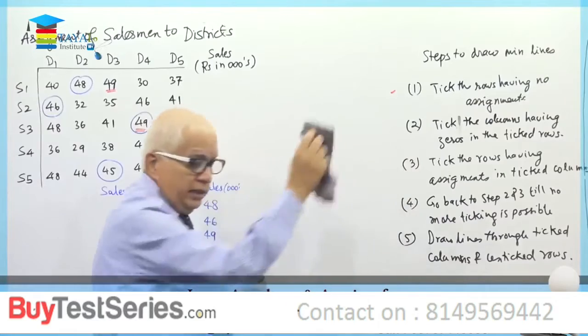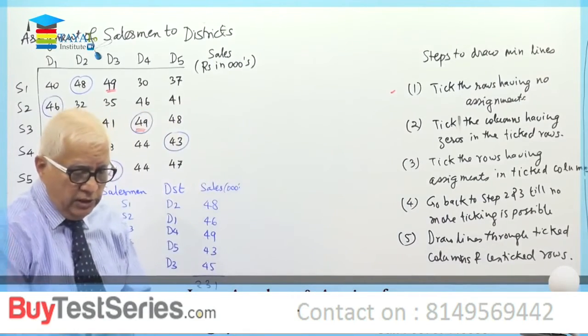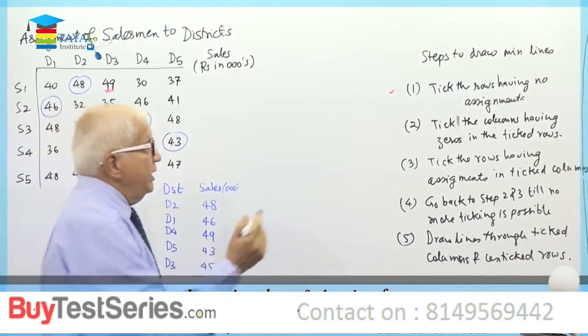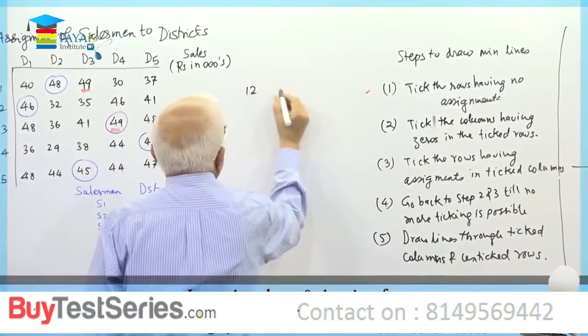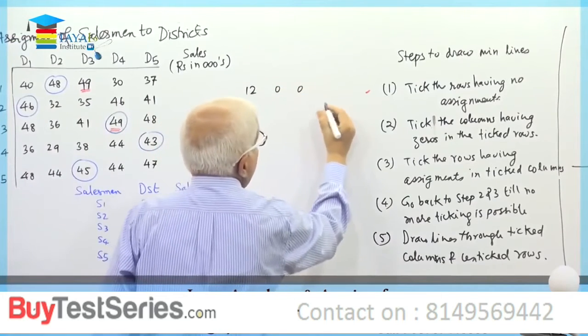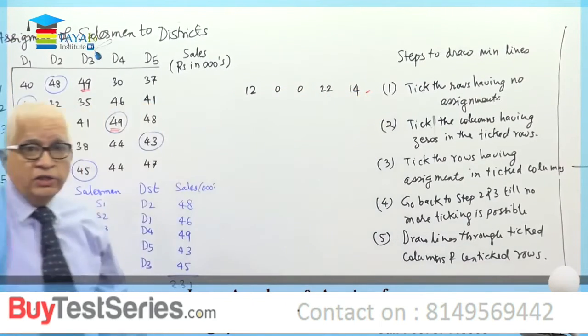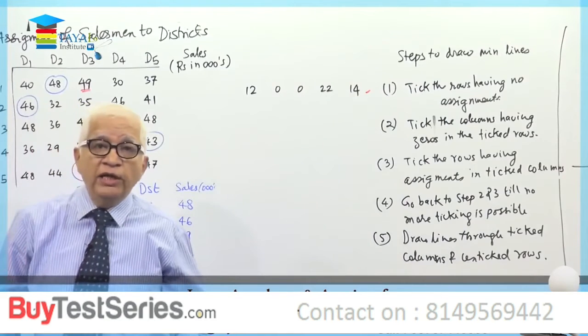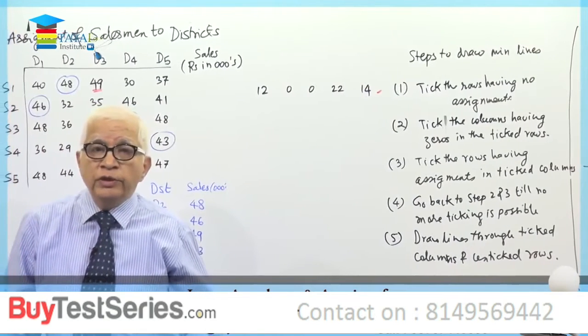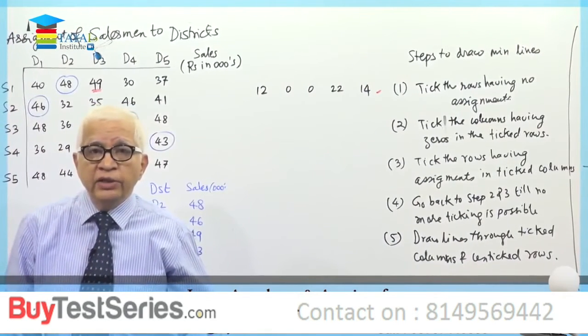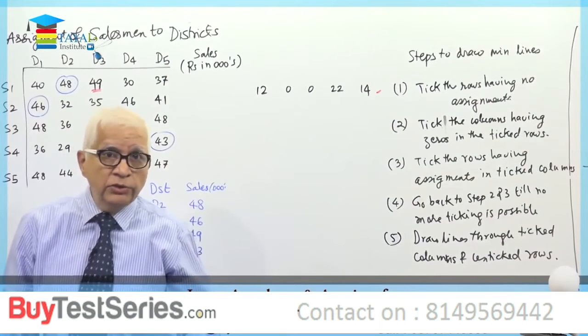I am rewriting the matrix with which we got these 5 assignments. The previous steps have already been gone through. Required number of 4 lines were drawn. After drawing 4 lines, what did we do? We drew 3 vertical, 1 horizontal line that resulted in cancellation of all the zeros.